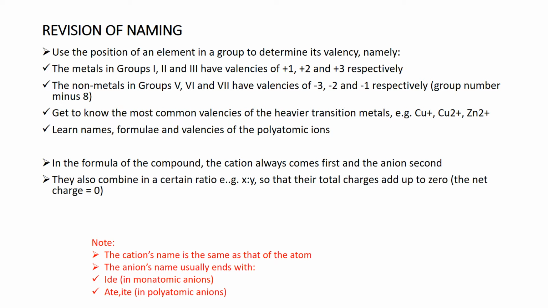Then you should get to know the most common valencies of the heavy transition metals and learn the names and formulas of valencies of the polyatomic ions. We did this a long time ago. Remember that in the formula the cations always come first, so when you write the formula of the compound, you always start with the cation and then you write the anion second.